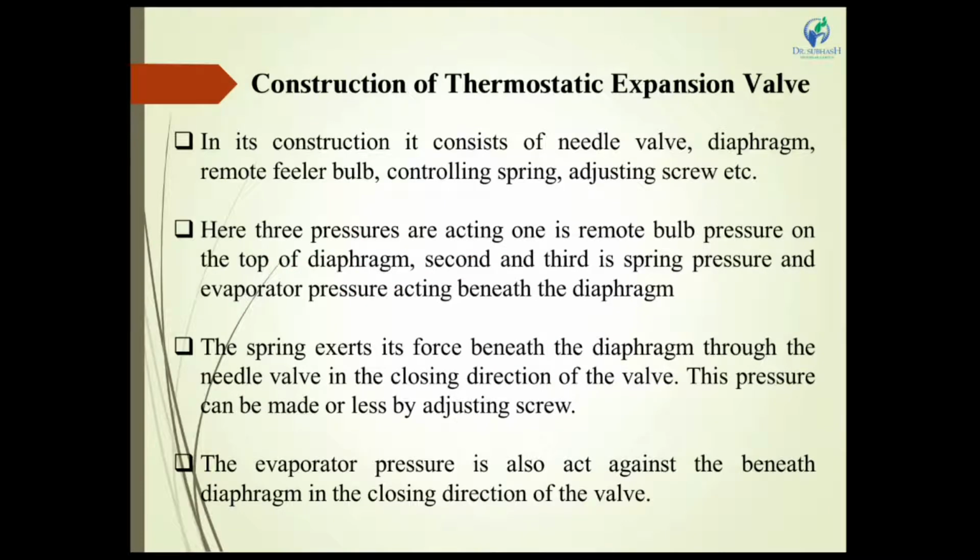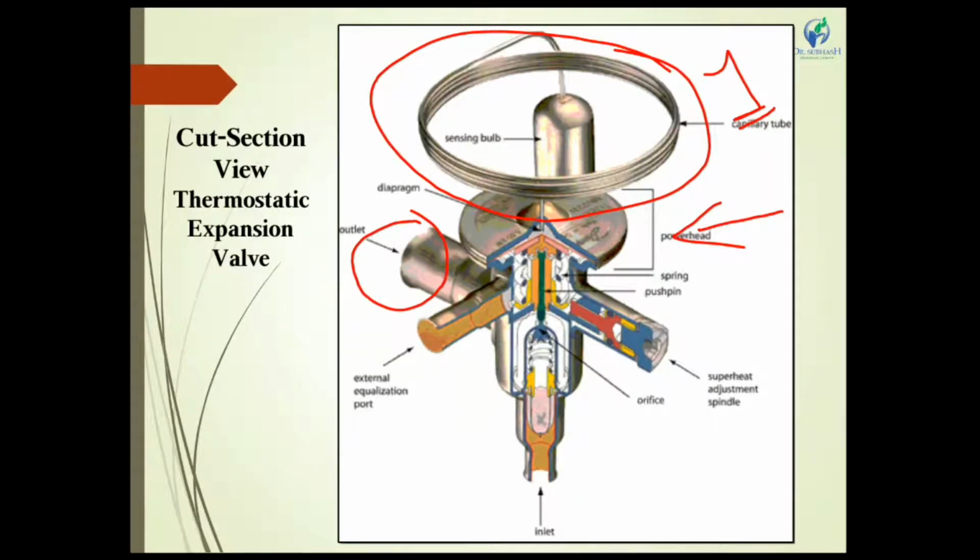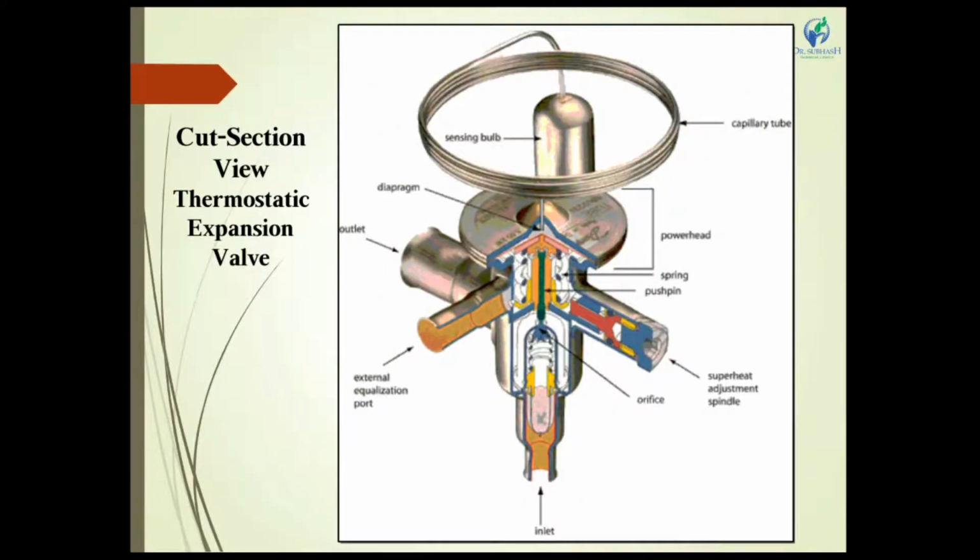The spring exerts a force that bends the diaphragm through the needle valve in the closing direction of the valve. This pressure can be set by a latch or adjusting screw. If the valve creates a higher pressure on this diaphragm, it goes down and is controlled by the spring for the required area of opening or closing.